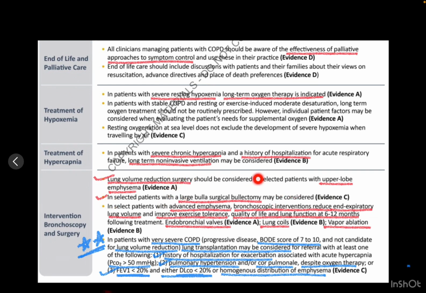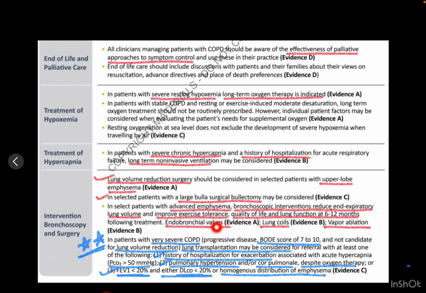In selected patients with a large bulla, surgical bullectomy may be considered. So we can do surgical bullectomy for a large bulla in selected patients. They are telling us that in selected patients with advanced emphysema, bronchoscopic intervention reduces end-expiratory lung volume and improves exercise tolerance, quality of life, and lung function at 6 to 12 months following the treatment. What are those bronchoscopic interventions? Those are endobronchial valves, lung coils, and vapor ablation. We do these interventions.